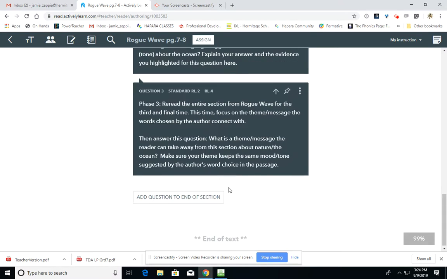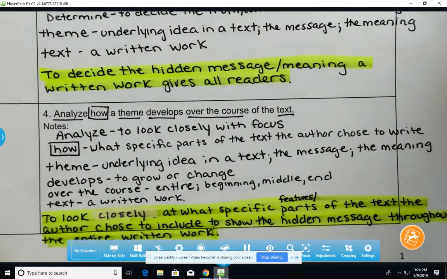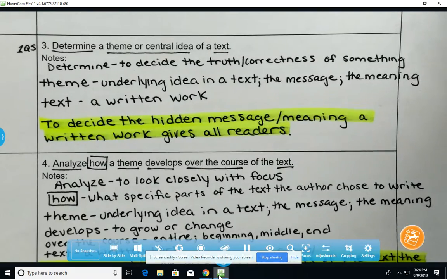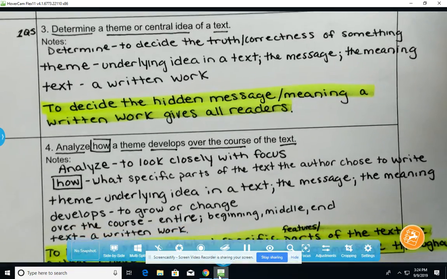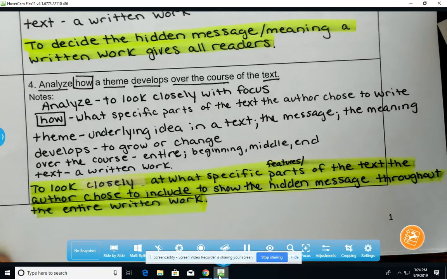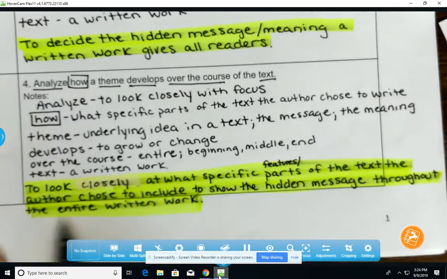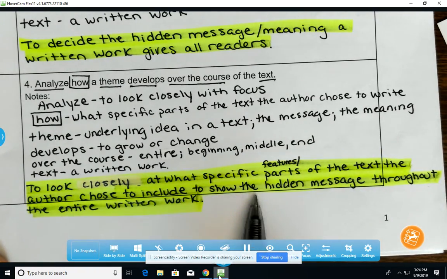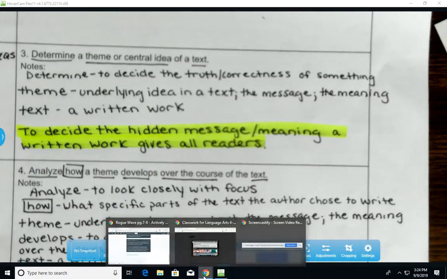And then for our third and final phase of the text, we are focusing in on learning targets number 3 and 4. 3 being to determine a theme and to analyze how that theme develops. So remember, the theme is the hidden message or meaning that the written work gives to all readers. All readers could relate to that meaning or message. And 4 is to look closely. We're looking closely at the paragraph. We're looking at the word choice used in this particular paragraph to decide how those words help to show that hidden message, that implied message throughout the paragraph of the piece.